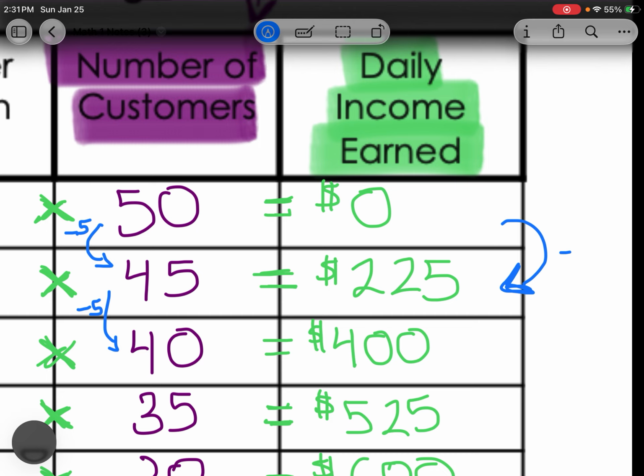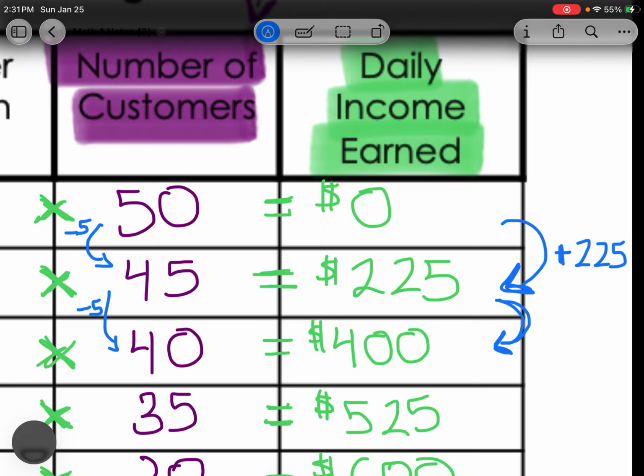I made a profit of $225. Okay, we made money. From here to here, take a second. How much money did you make?